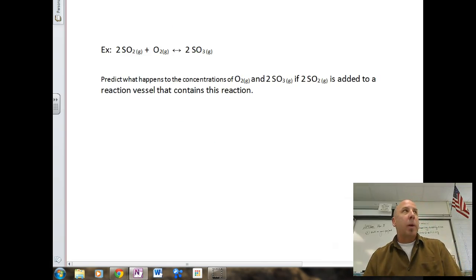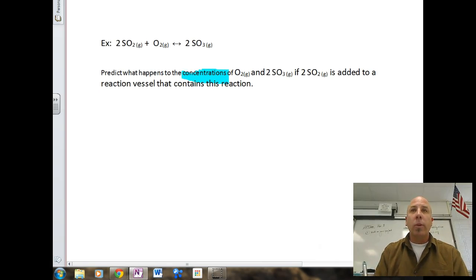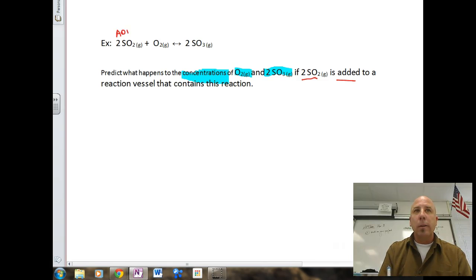Now the last thing we're going to talk about with respect to Le Chatelier's principle and changing concentrations is we can predict what's going to happen to concentrations based on which way the reaction is going to shift. And so it says predict what happens to the concentration of oxygen and the concentration of SO3 if SO2 gas is added to a reaction vessel that contains this reaction. Okay, so we're going to start out predicting which way this reaction is going to shift. So it says right here, SO2 is added. So we're adding SO2.